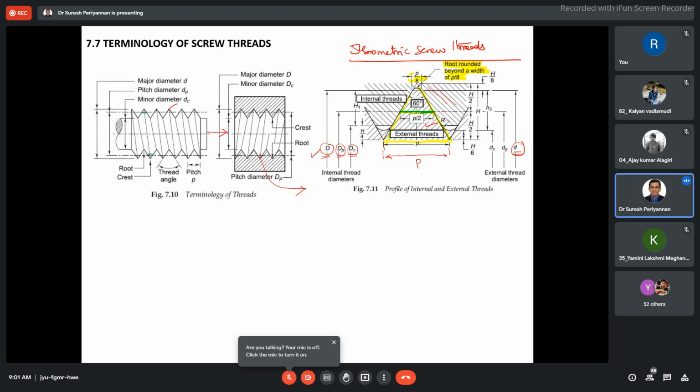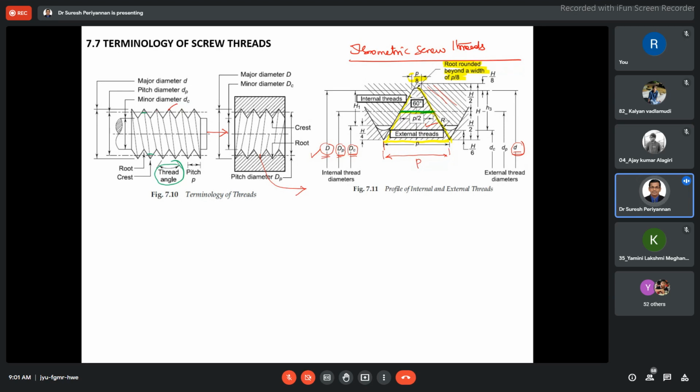Fine threads also have greater resistance to unscrewing as a result of the lower helix angle. See here, when we go for fine threads, the helix angle, I'm talking about this helix angle, is going to be small. Hence, there is more resistance to unscrewing as a result of the lower helix angle. So the components can be tightly held when you are using fine threaded bolts and nuts. That covers the advantages and differences between coarse thread and fine threads.